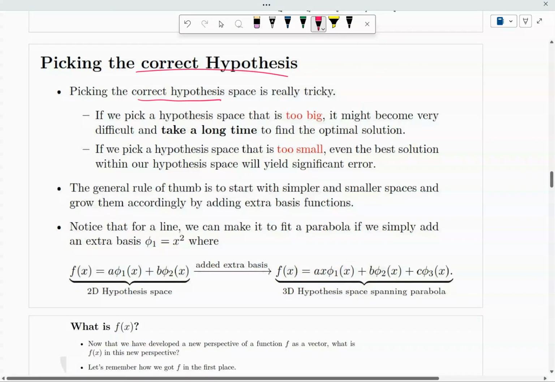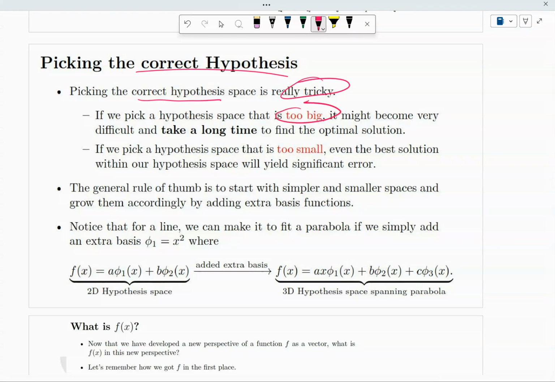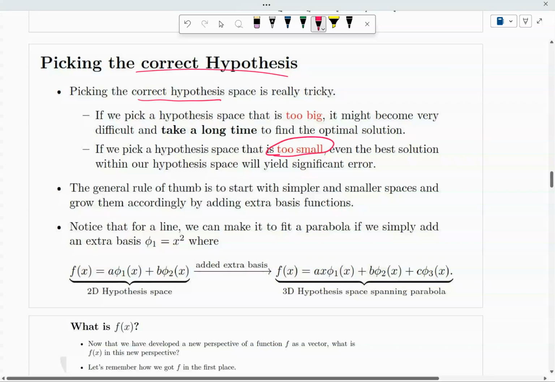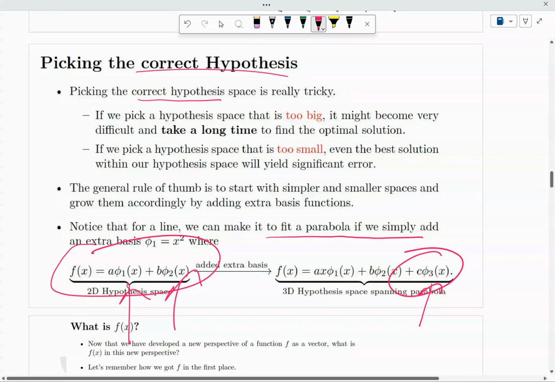Now, picking the correct hypothesis is really tricky. If we pick the hypothesis too big, if it's really, really big, then it's very tough. It's a big space to find one point, one dot, right? And it could take a long time to find that solution. And if we pick something that's too small, then even if you use the best solution, it's going to yield a significant amount of error. So, in general, what we do is we start with simpler ones and we incrementally make it harder and harder to see if it's improving the results. Okay, so notice that for a line, we can make it fit a parabola if we simply add a basis. So we start with something easy, right, with two basis functions, and then we can add more, right? By adding a third basis function, we can start expanding the space bigger and bigger.